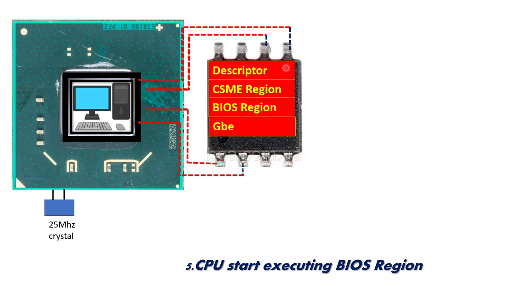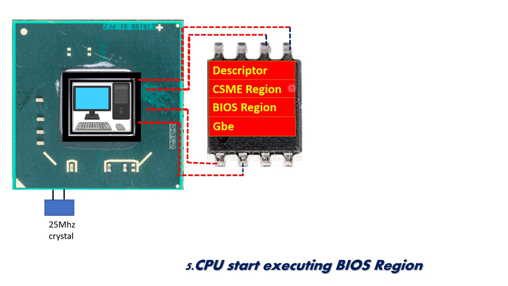The second region is called the ME region. The ME region is a security region. When the BIOS starts, it reads the encrypted code inside the CPU and outside the CPU. We match both codes, and if everything is okay, then we proceed to the next section, which is the BIOS region.